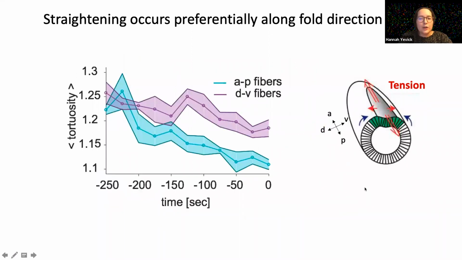We asked if there was a directionality in the straightening of these edges, because it's known that the direction of highest tissue tension is along the anterior or posterior axis, so parallel to this fold. By separating out edges that were AP oriented along the AP direction and separating out those along the dorsal ventral direction. And indeed, the average tortuosity, or the straightening of AP fibers, was more significant than in the perpendicular direction.